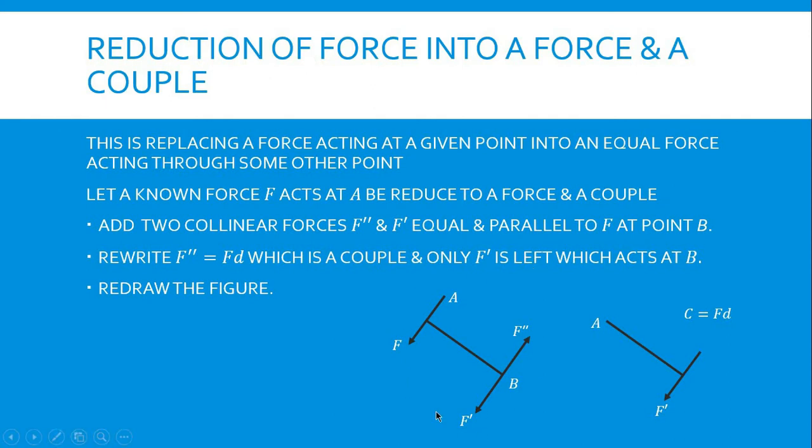So as you can see here in this first diagram, F prime and F double prime are collinear to each other and they are parallel to force F. Next is to rewrite F double prime, which is equal to F multiplied with D, which is a couple, and only F prime is left, which acts at B. As you can see here in the next diagram, only the left force is F prime. And finally, redraw the whole figure. So the final figure would be like this. Point A is here, the distance D, and the F prime that is shown here.